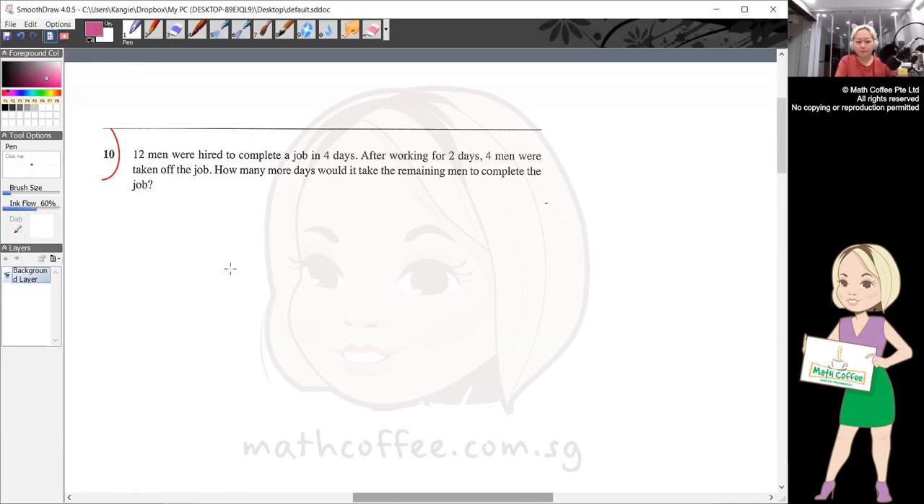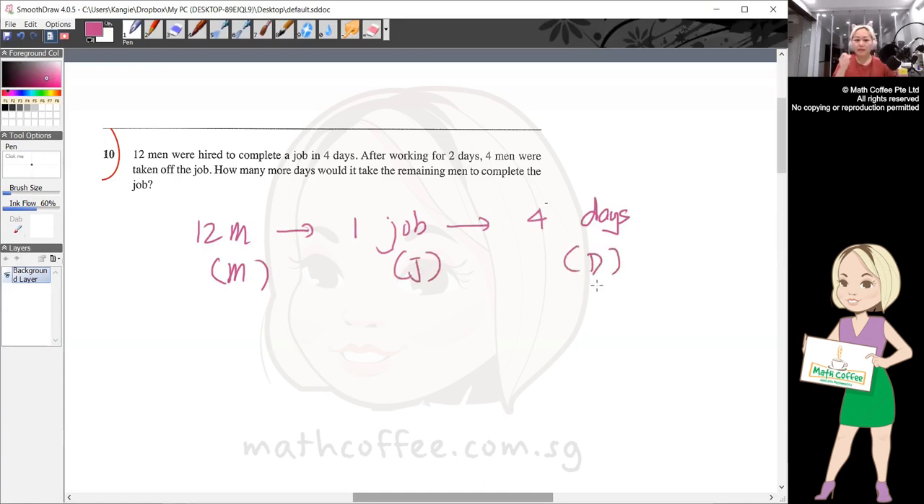Okay, 12 men complete a job. So I'm going to put this as 1 job, and it takes 4 days. So I'm going to say this is M, this is a job, and this is a day. Then this question says, after working for 2 days, 4 men were taken off the job. So it's the same thing like 4 men sick. How many more days would it take the remaining men to complete the job?